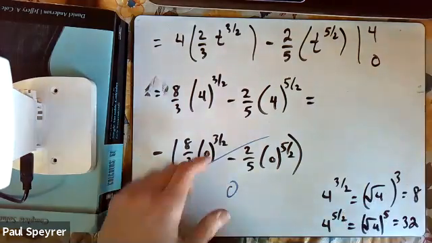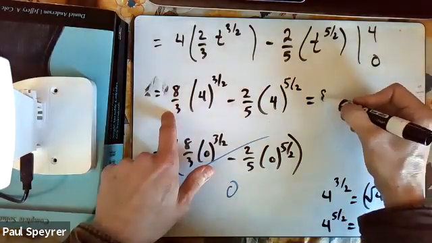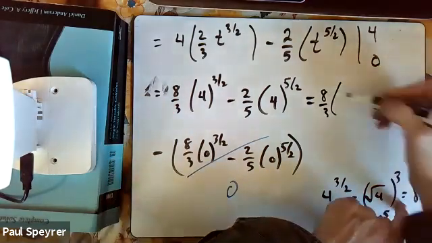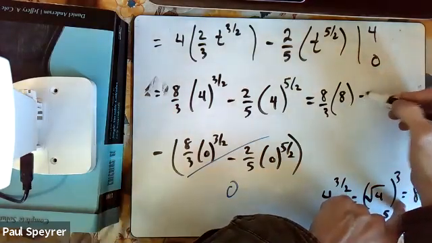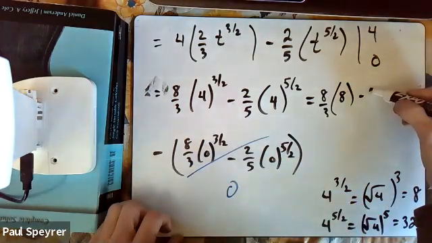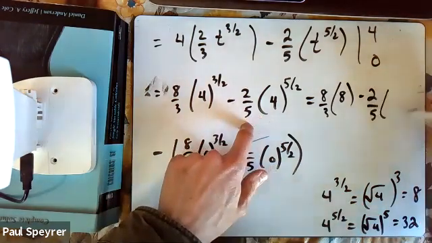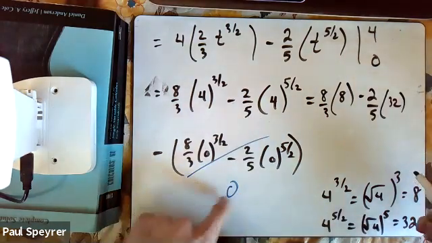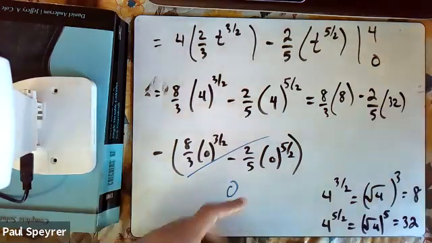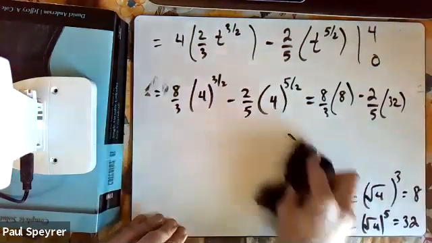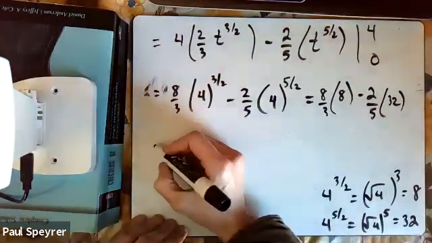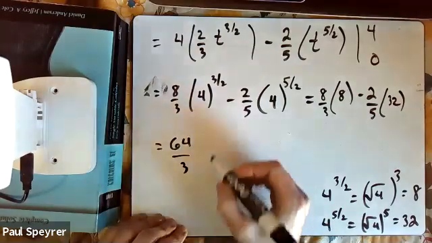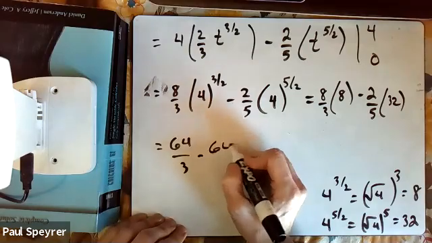So keep going, right? We have 8/3 times 8, minus 2/5 times 32, minus this whole big 0 right here, right? And then where do we go from here? This is 64/3 minus 64/5.